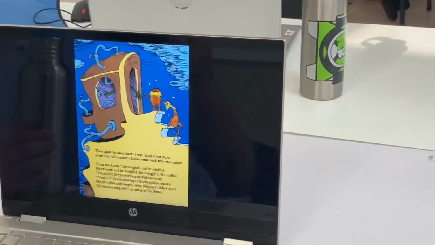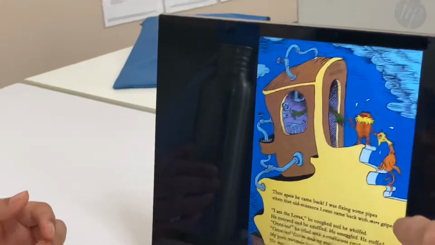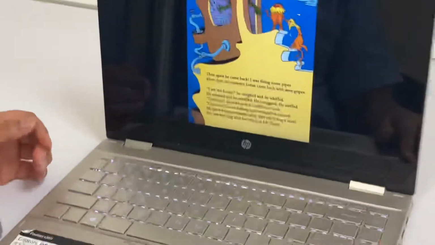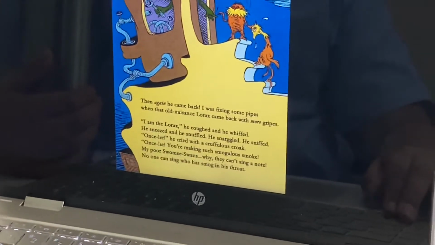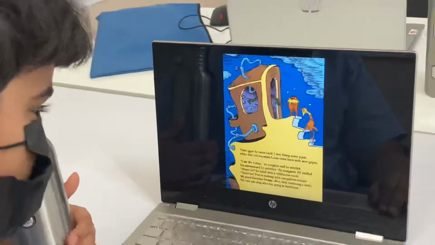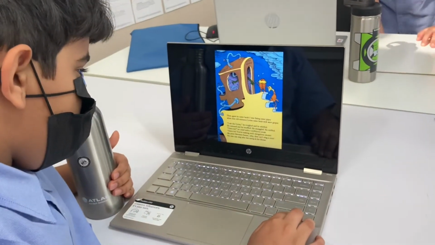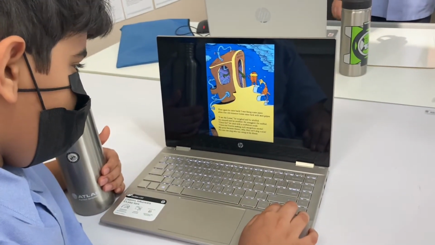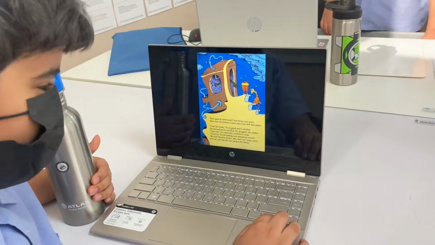Okay. Can you read that first sentence to me? Then, again, he came back. I was fixing some pipes. When that old Once-ler came back with more gripes.